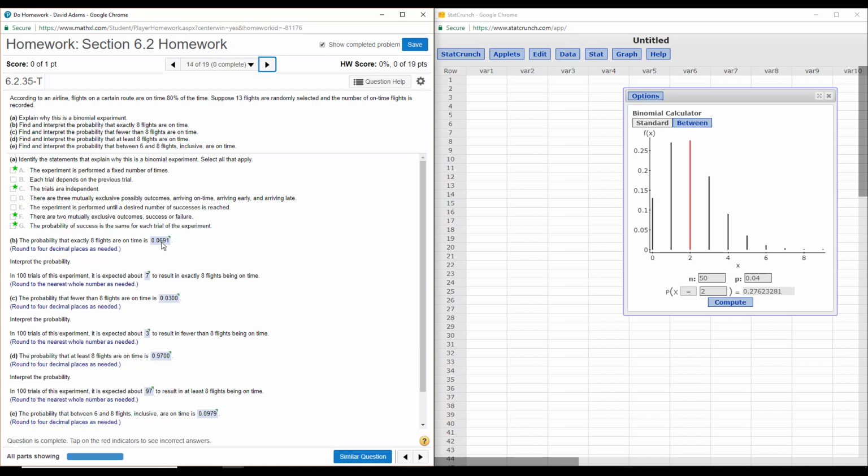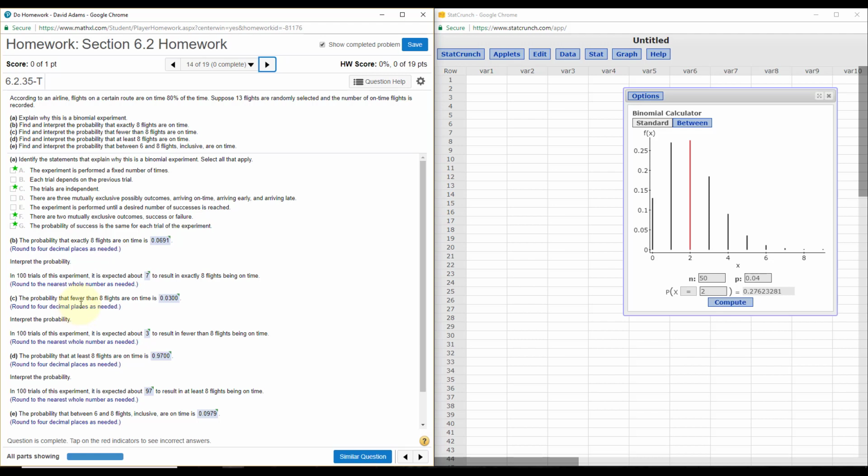Now I want to talk about what a trial is. In this particular binomial experiment, if you look at 13 flights, and you do this 100 times, you're actually looking at 1,300 different flights, 100 groups of 13. About 7% of the time, you should see exactly 8 flights being on time. And so because the probability from part B was 7%, you should expect to see exactly 8 out of the 13 flights being on time, about 7 times out of 100.